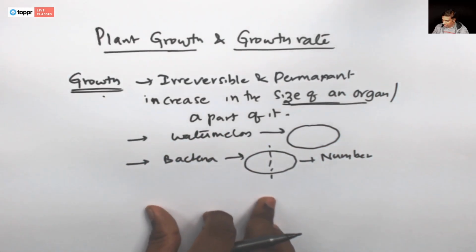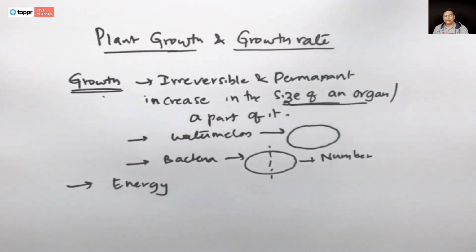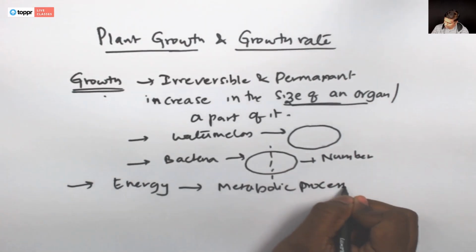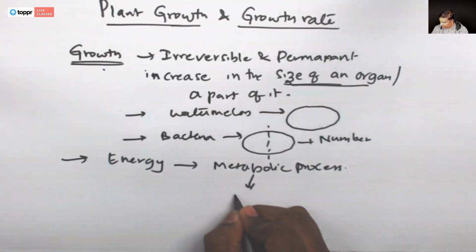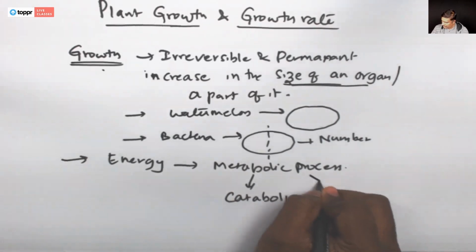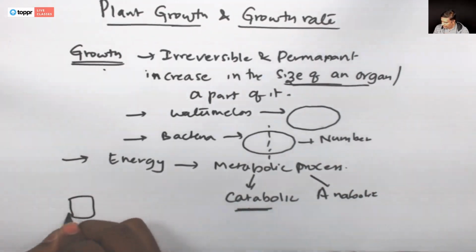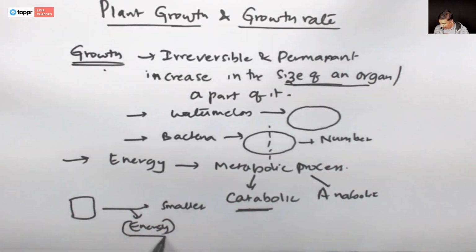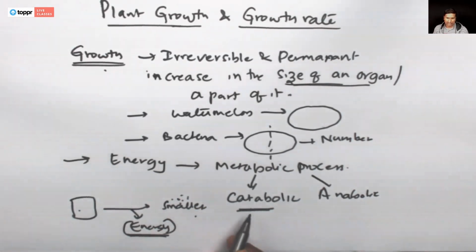Now when it comes to growth, whether it is animals or plants or anything, growth requires energy. We all know that growth requires energy, and this energy is obtained by metabolic processes. When I say metabolic process, the various cycles that we have already studied, like glycolysis, TCA cycle, all these cycles, they ensure that you get energy. Metabolic process can be of two types, catabolic as well as anabolic. The catabolic processes are the ones where you're taking a bigger molecule and breaking it down to smaller molecules, and in the process you may get energy. That's the catabolic pathway.